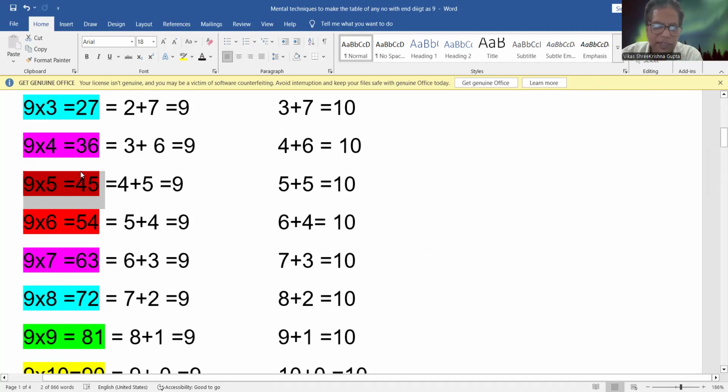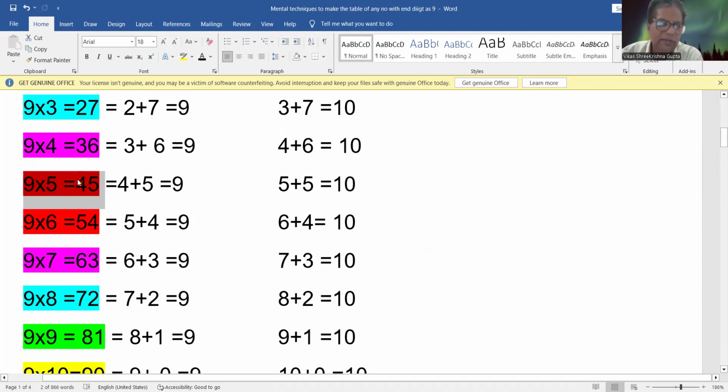What does it mean? It means that when I have to subtract any two numbers which are reverse of each other, just subtract both the numbers and multiply by 9. You see here, 9 into 3 is 27, 9 into 8 is 72. When I subtract 27 from 72, I subtract 7 minus 2, I get 5, and 5 into 9 is 45. And that is my answer.